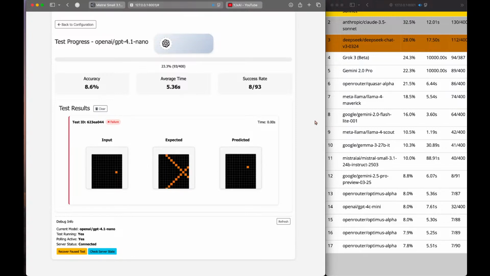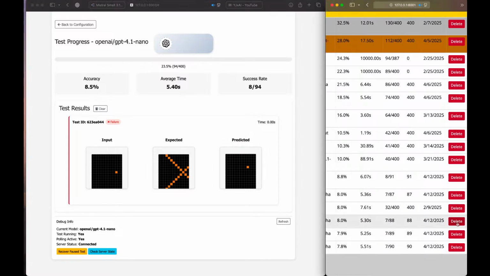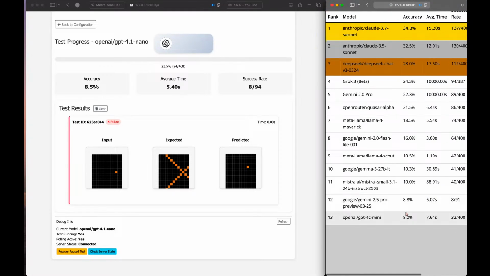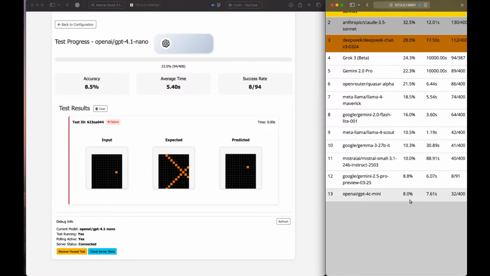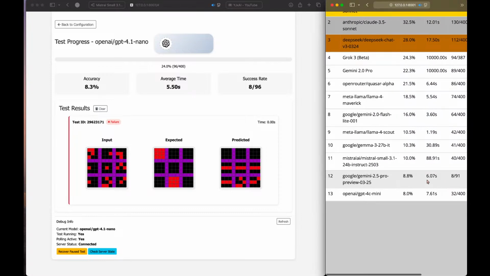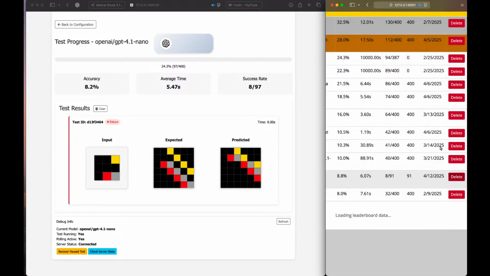So far, GPT-4.1 Nano is doing good. It is coming around 8.6%. So that is already ahead of... Wait, let me get rid of this one. Yeah, so that is already ahead of GPT-4o Mini. If it is able to score above 8%, then it's already higher than GPT-4o Mini. Have to get rid of this one as well.